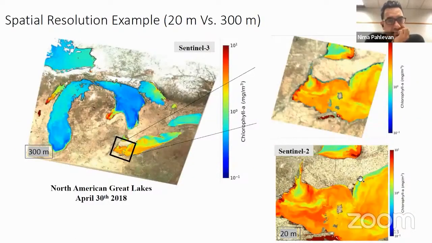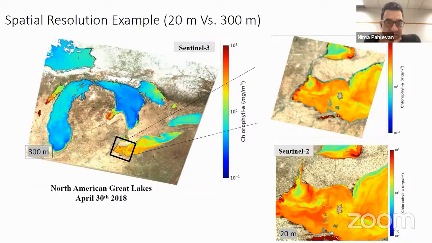So this is my attempt to highlight the impact of spatial resolution. Here is the North American Great Lakes, April 2018. The top one is a chlorophyll A map. The broader scale map is the chlorophyll A map, and the zoomed version is over the western part of Lake Erie from Sentinel-3, which is 300-meter resolution. The one below is from Sentinel-2, which has a 20-meter resolution.